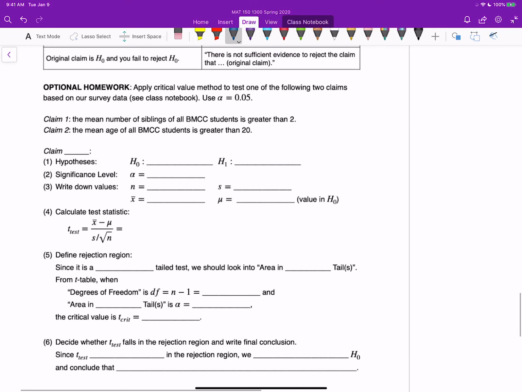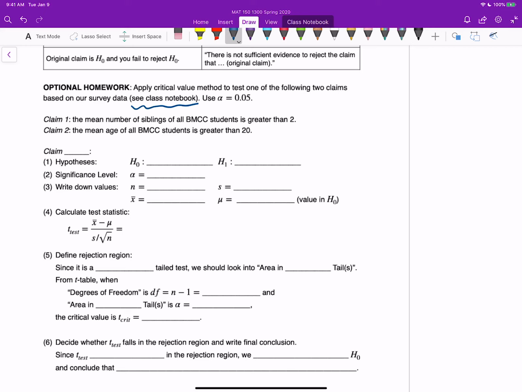On page 4, in addition to the table for your conclusion, I also have an optional homework assignment that you can practice with. This is only if you're interested in getting more exercises. You're going to use the sample data that we got at the beginning of the semester. So check out the class notebook. It's in the first lecture, and there's an Excel file that you can download. Once you download, then you're going to compute some of the sample statistics depending on the claim.